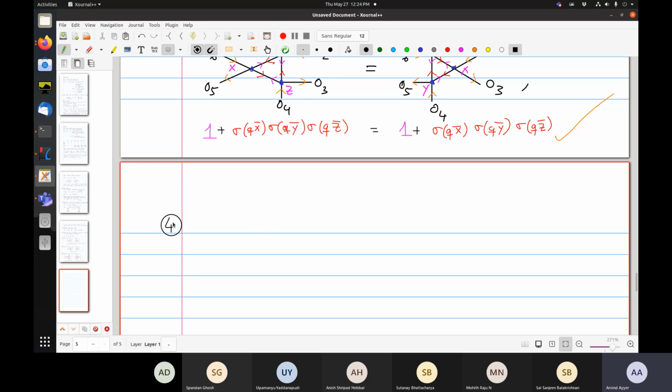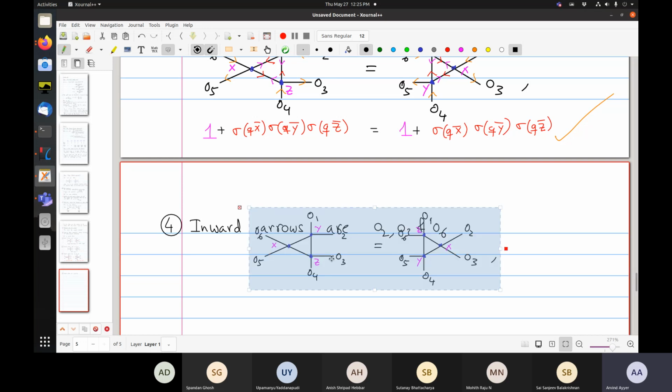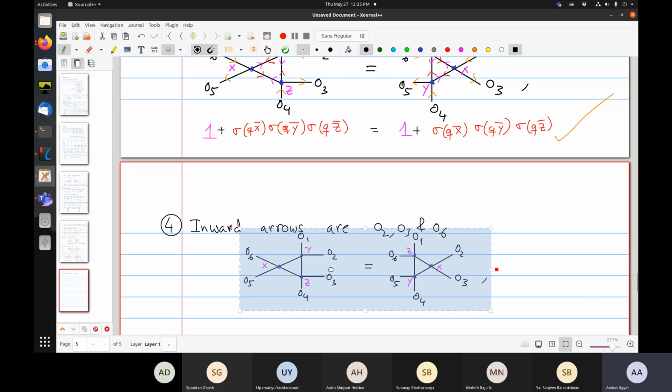The last two are the most interesting because they are non-homogeneous, and you will see some miraculous cancellation. So here inward arrows are O2, O3 and O6. So now you are getting the picture. Let me go a little faster.